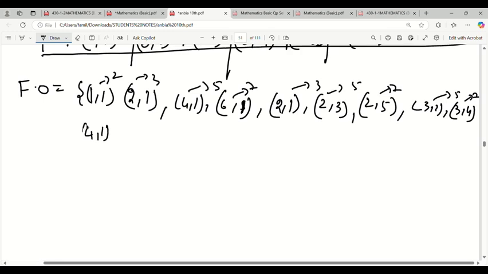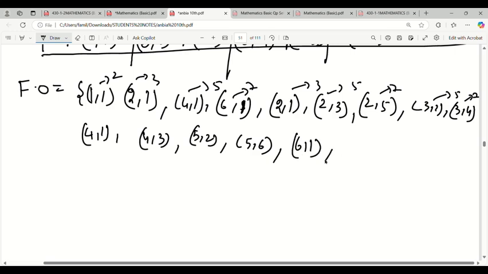Then 3 comma 4, 3 comma 5, 8, 3 comma 6 is 9, 4 comma 1, yes, 4 comma 2, no, 4 comma 3, yes, 4 comma 4, no, 4 comma 5, no, 4 comma 6, no, 5 comma 1, no, 5 comma 2, 5 comma 3, no, 5 comma 4, no chance, 5 comma 5, no, 5 comma 6, yes. 6 comma 1, yes, 6 comma 2, no, 6 comma 3, no, 6 comma 4, no, 6 comma 5, yes, 6 comma 6, no.